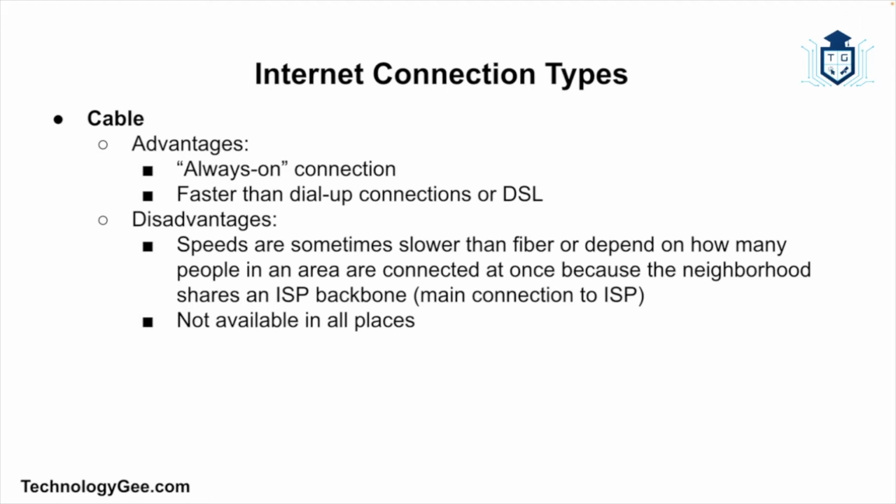So think, for example, when you come home about 5 o'clock in the afternoon, you hop on the internet, you're paying for cable internet, and your internet is just moving extremely slow. That's because everybody else in your neighborhood that has cable internet shares the same backbone that runs that connection into your neighborhood. So everybody's eating up the bandwidth and your internet's just dragging on and on. And another disadvantage is that cable internet is not available in all places.